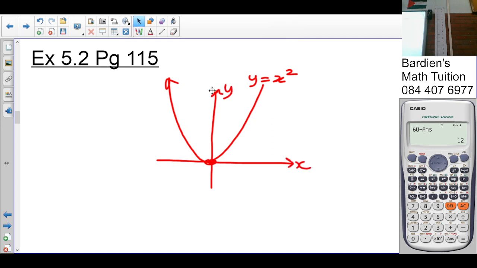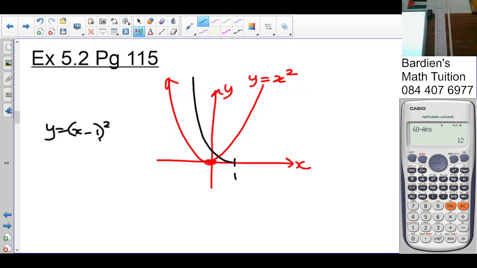Right. Then they said, what was the next graph you had to draw? Y is equal to x minus 1, or is it plus 1 squared? Minus 1 squared. Then what did you notice? The graph moved over 1 unit. Not so. The shape of the graph is the same, but the graph moved over 1 unit.